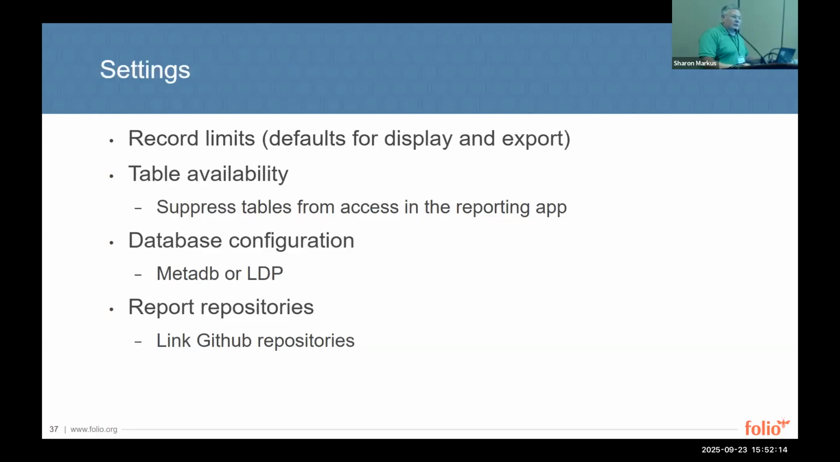In settings, you have to deal with record limits, how many defaults for display and export, which tables can be accessed, because you can remove tables from access in the reporting app, whether you're using MetaDB or LDP, the predecessor. And you can link to as many GitHub repositories as you want. I don't know if there is a limit on that, but yeah. So you could link to the GitHub repositories we showed you for the libraries. You would link to them and they could be available in your reporting app.